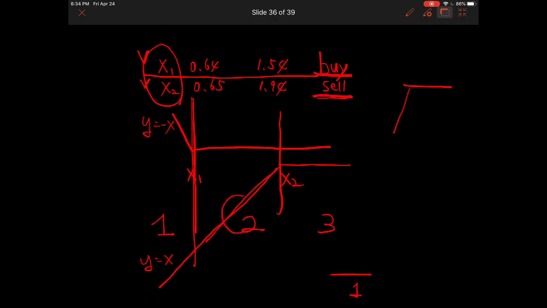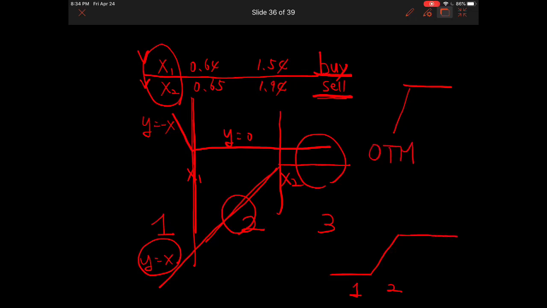What about the second section? We have Y equals X, we have Y equals 0. It will be this one once again for the second section. What about the third section? Both put options become OTM, out of the money. So it will be flat again, right? So it looks weird, amazingly, but it becomes the same shape as in the case when using call options.